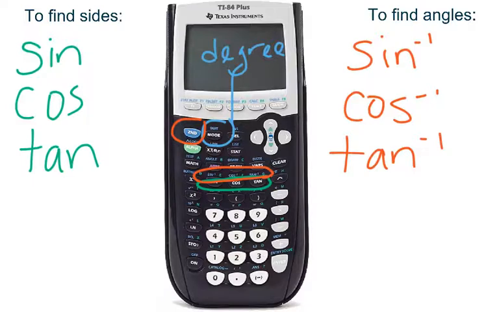So the regular white buttons, just regular sine, cosine, and tangent, are for finding sides. And the inverse ones, with the little -1 exponent, you have to hit by pushing the second button first. Those you're only going to use when you're finding angles. Okay, so that's just some other review.